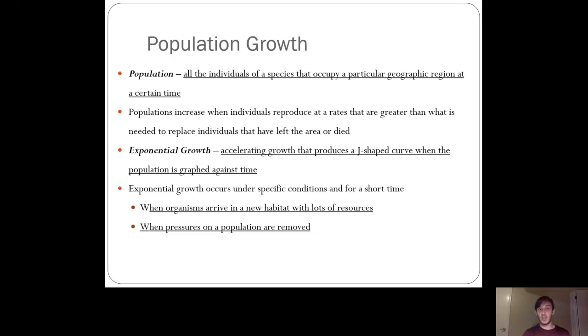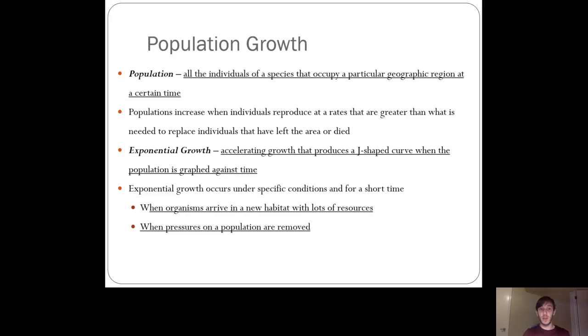Okay, now populations increase when individuals reproduce at rates that are greater than what is needed to replace individuals that have left the area or died. I think that makes sense. When birth and immigration are greater than death and emigration, we get population growth. And you might have learned something like that in geography in terms of the way it applies to humans. And it's a very, very similar concept for organisms. I won't say animals because I don't mean just animals, I mean organisms. Could be bacteria even. It could be bugs, insects, spiders, arachnids, okay?